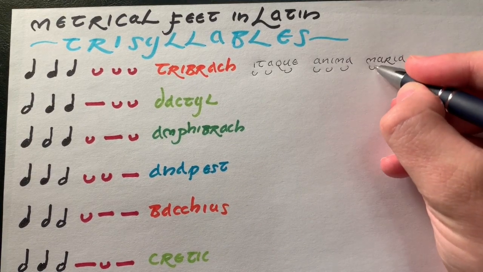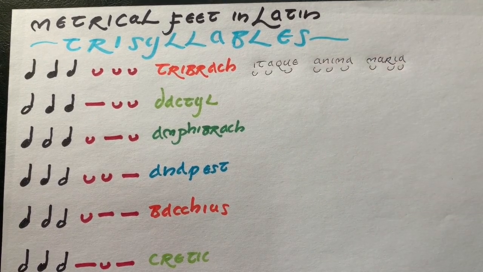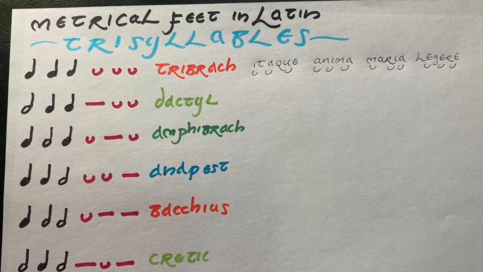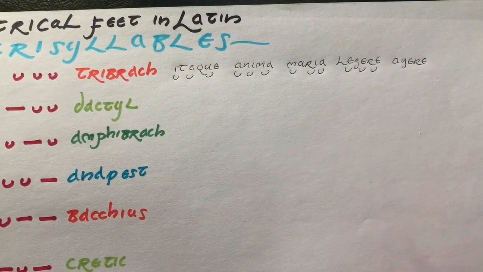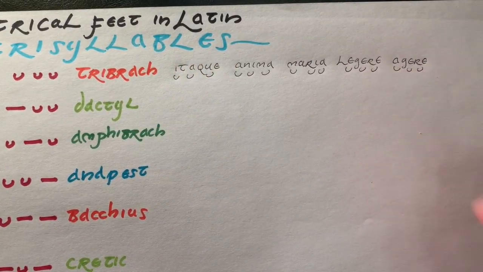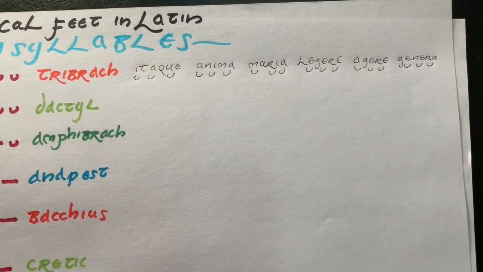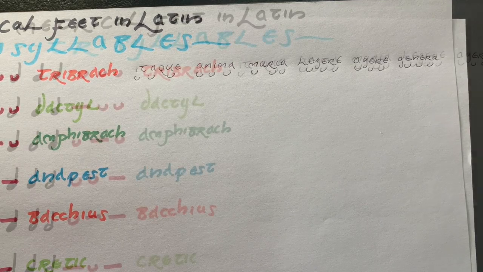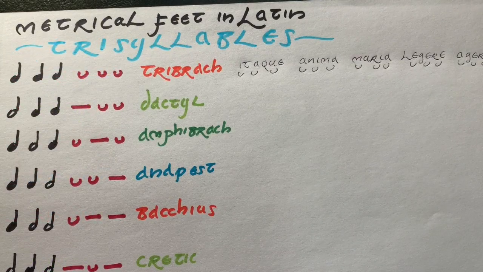Maria. So definitely not Maria. Maria is correct. Legere. To read. Agere. To do. Genera. Kinds or types.